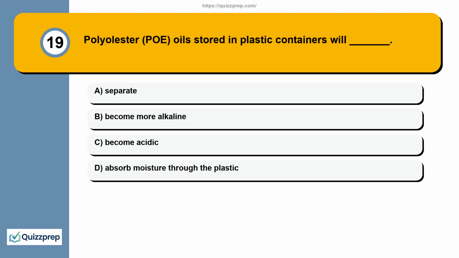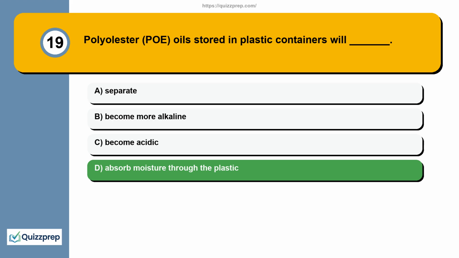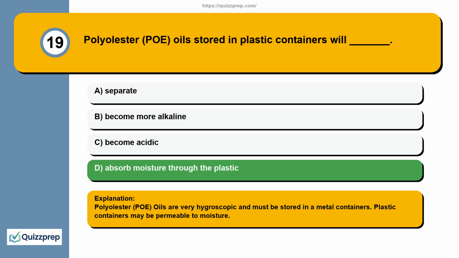Question 19. Polyester, POE, oil stored in plastic containers will separate, become more alkaline, become acidic, absorb moisture through the plastic. Polyester, POE, oils are very hygroscopic and must be stored in metal containers. Plastic containers may be permeable to moisture.